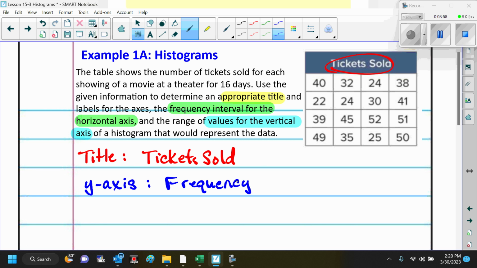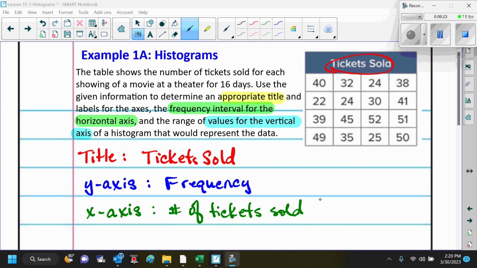Okay, and then on the x-axis, those are going to be our intervals. And those intervals are the number of tickets sold. So we're going to put, for the label, number of tickets sold. Now when we're looking at the intervals, this down here is going to be the intervals. We can look to see what's the lowest number and what's the highest number. Then we can decide what our intervals are going to be.